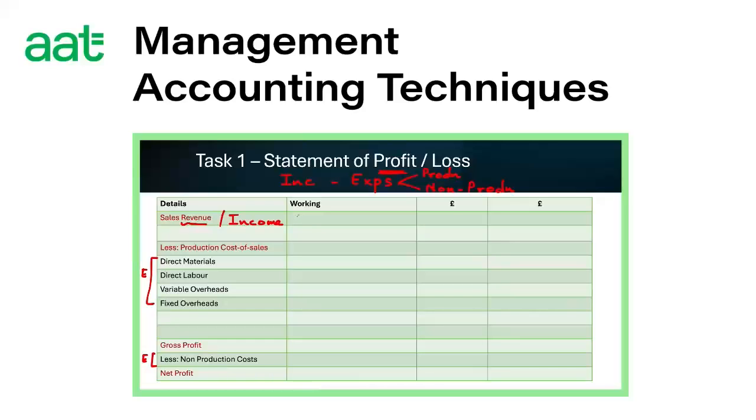So when we're working through this, first of all, sales revenue, we were told £15 is what they're going to sell each teddy bear for. Times that by 1,000, that gives me £15,000 as the income that we're going to make from these sales. Then my direct materials cost, we had that at £2.50.